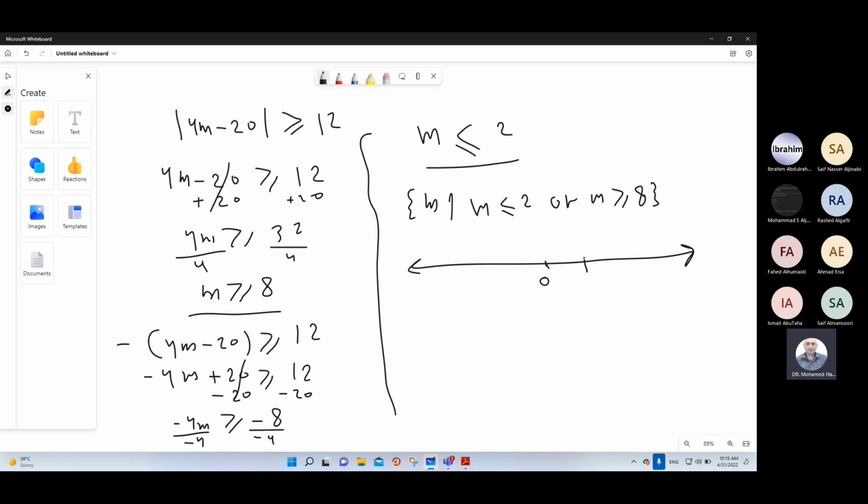We have this is 2, and this is 8. We have equal in the sign, so use shaded circle here and shaded circle here. Here m less than means the direction to the negative side, and here m greater than means the direction to the positive side. Who has any question about this idea? Is it clear for all? Okay, great.